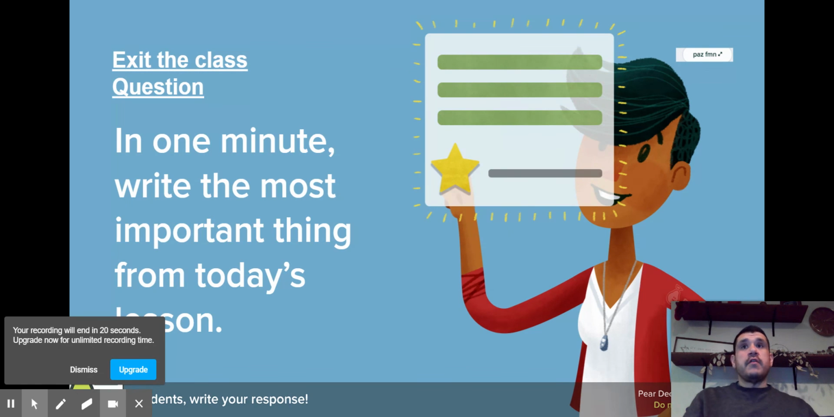And then for the exit ticket, this is my final assessment for myself, just in 1 minute, write the most important thing from today's lesson. This just allows me again to understand if I taught them correctly, if they understood what they were watching, and then if I need to go over anything the following day.